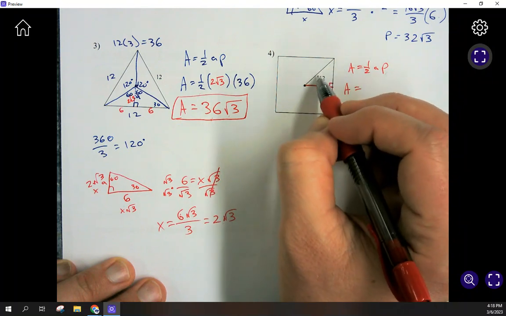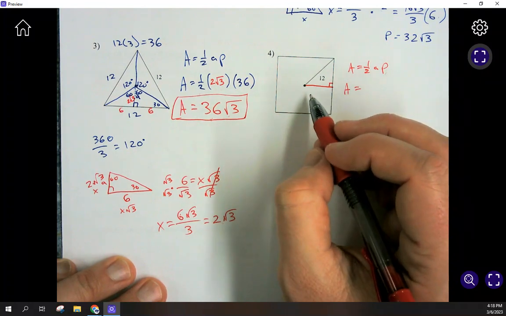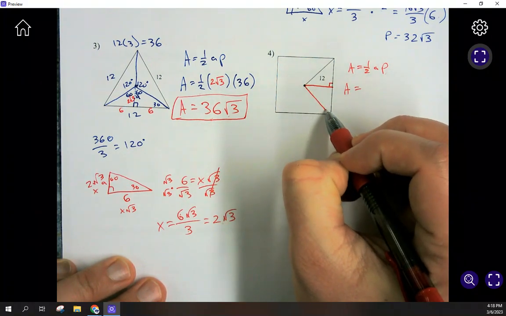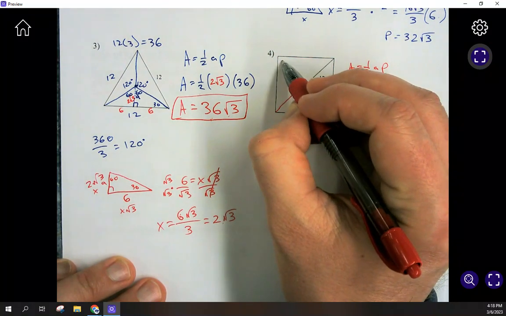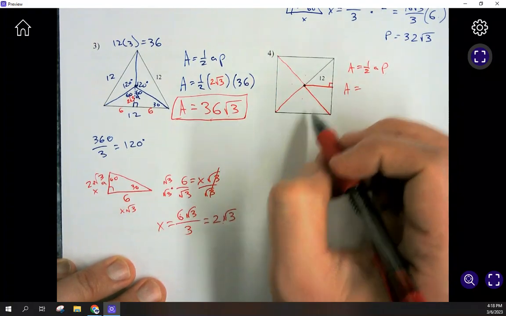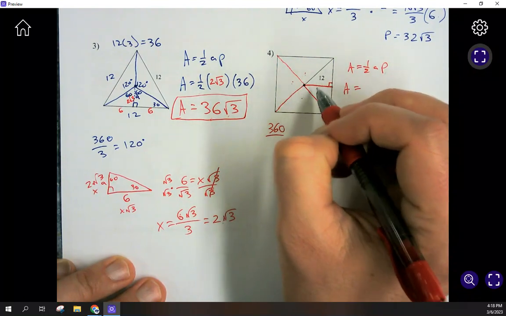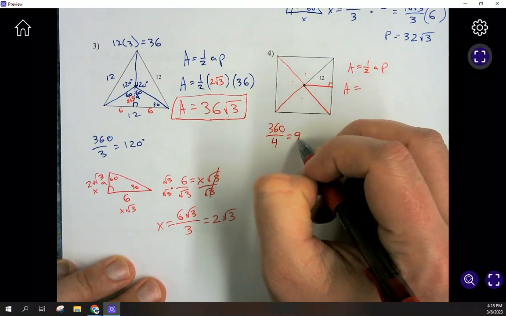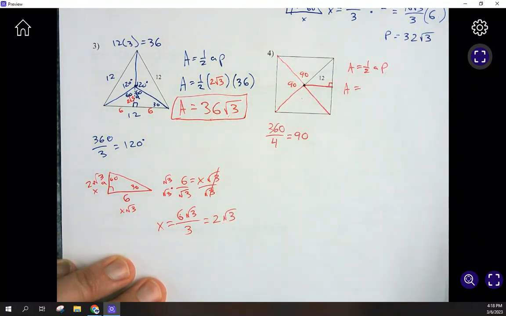Okay, this is a radius and it's 12. That is not the number we plug in. So we're going to deal with this little triangle. So I'm going to go ahead and draw another one this way, and this way. And we're just going to look at these 4 triangles. It's 360 all the way around. We're cutting it into 4 pieces. 360 divided by 4 is 90. So this guy's 90 and this guy's 90.